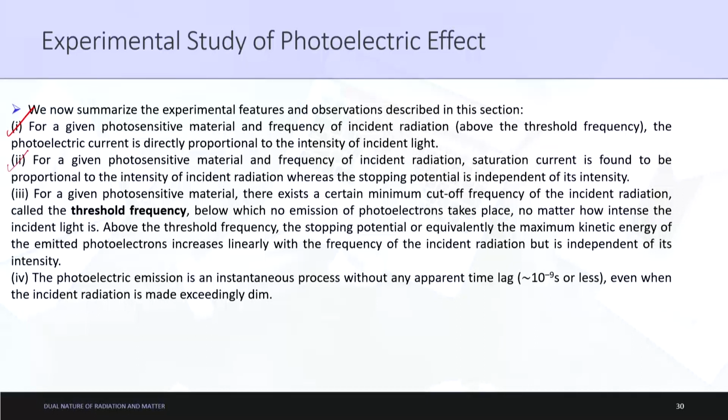So for a given photosensitive material and frequency of incident radiation, saturation current is found to be proportional to the intensity of incident radiation, whereas the stopping potential is independent of its intensity. This is the first point which we understood in this experimental study.